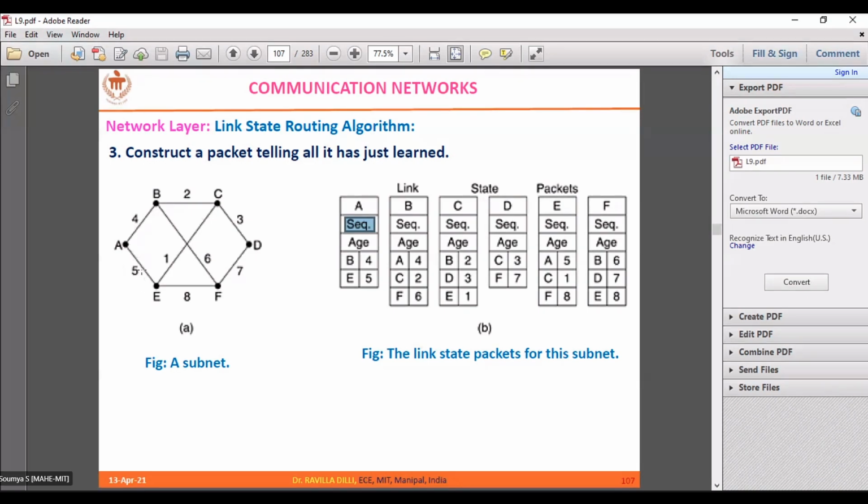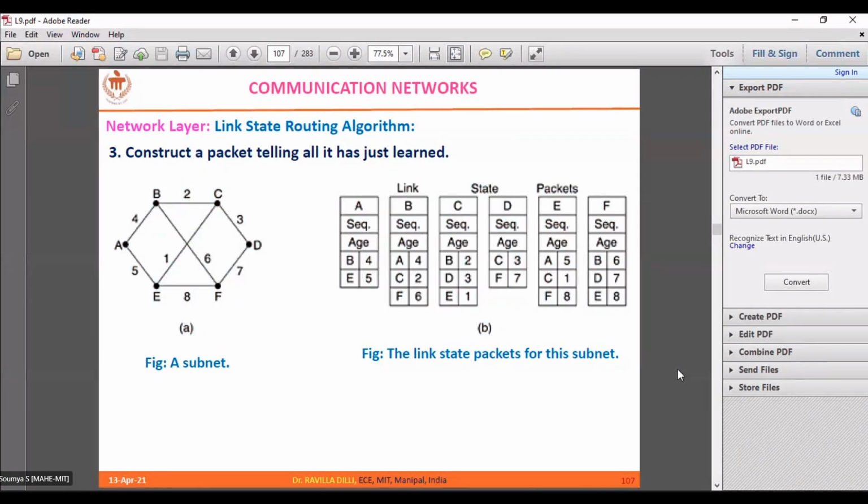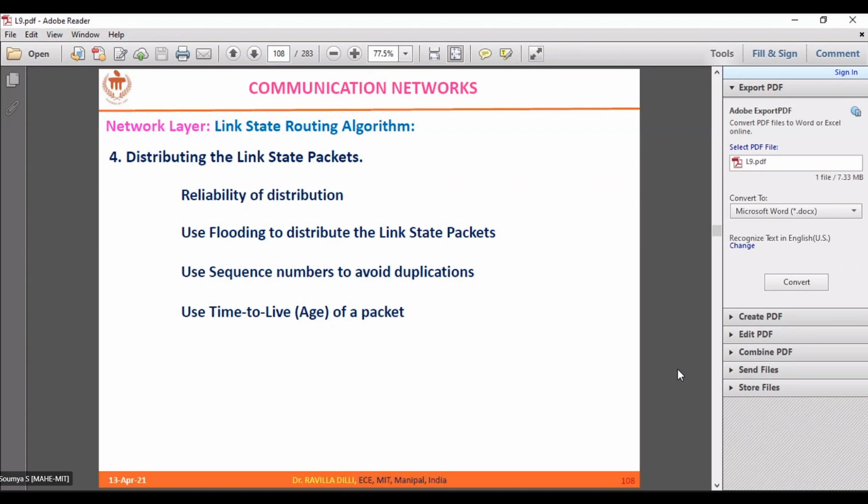5. Similarly, you look at B. This is the link state packet of B. B has got 3 neighbors A, C and F, whose corresponding distances are given over here. Similarly, all of them have constructed their link state packets. So how is it distributed? It is by making use of sequence numbers to avoid duplicates and use the age or time to live of a packet.